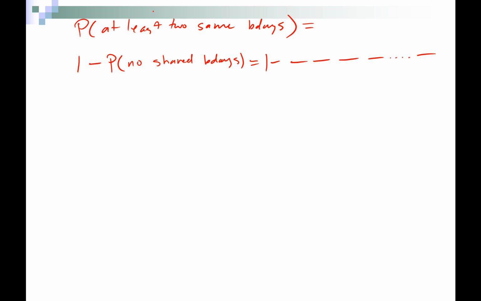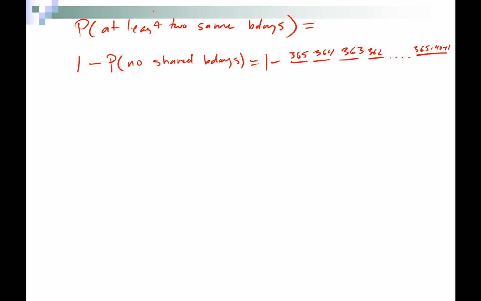How many days can the first person be born on such that everybody has their own birthday? 365, right? There's no restrictions for the birthday of the first person. Whoever that first person is, doesn't matter who it is. How many ways can I pick, or how many days can the second person be born on? 364. How many days can the third person be born on? 363, 362, and so forth, down to 365 minus 40 plus 1. Okay, so this is not a probability. This is just a big number.